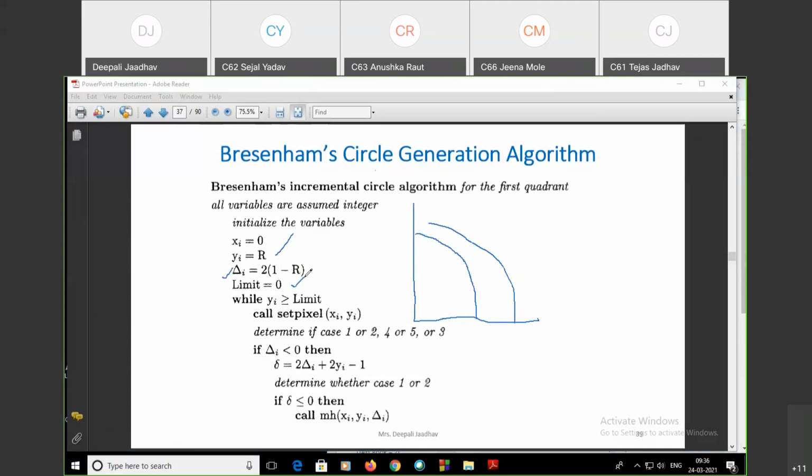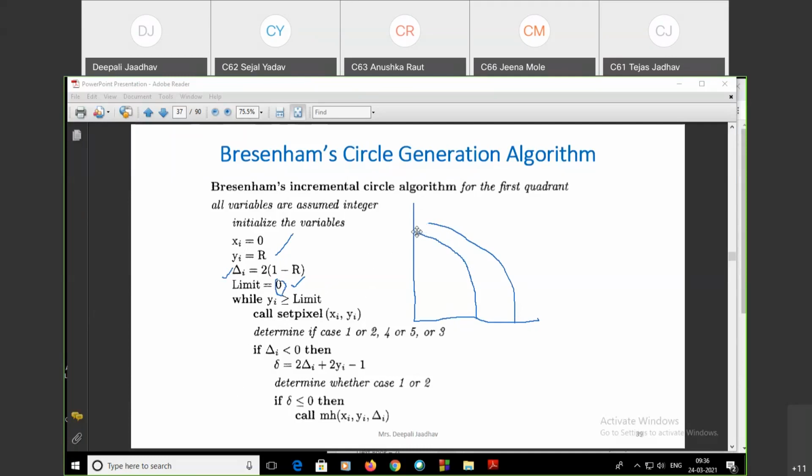The limit is equal to 0, because we are going to execute this until y becomes 0. Until yi is greater than or equal to the limit, until yi is greater than 0, we are going to execute it. When yi becomes equal to the limit, we stop there. So that simple method is used here. At every point xi and yi, we start from here.